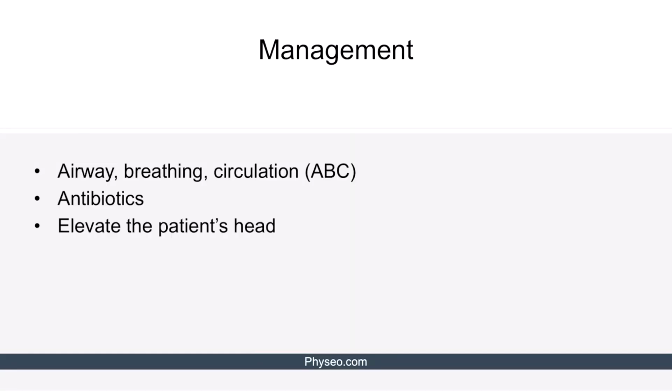Coming to management, we should maintain airway, breathing, and circulation with supplemental oxygen and supportive measures. These include intravenous fluid infusions or advanced airway management such as intubation. If there is suspicion of aspiration pneumonia, antibiotics with anaerobic bacteria coverage such as clindamycin should be started. For patients who are at high risk for aspiration, we should keep the patient's head elevated.